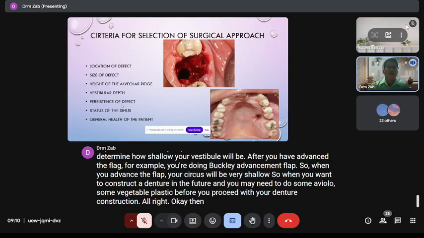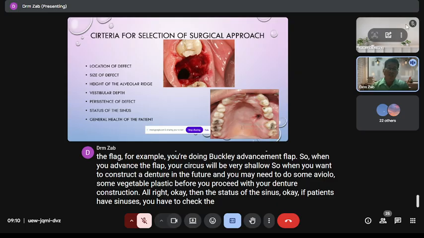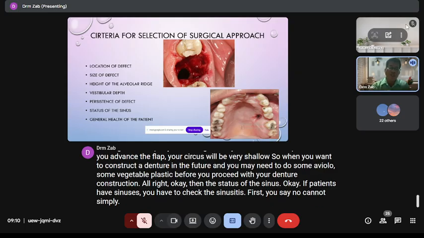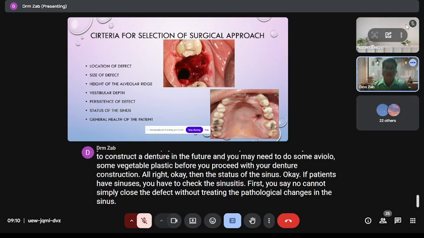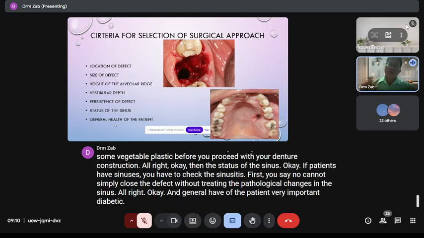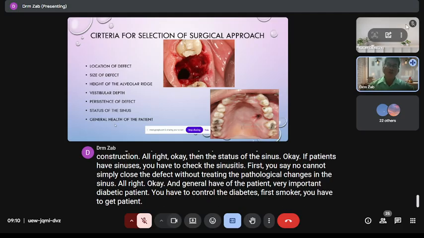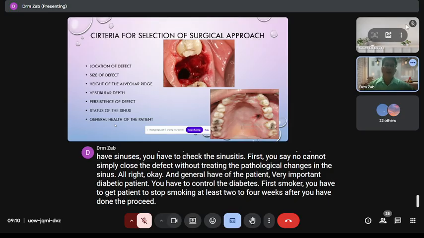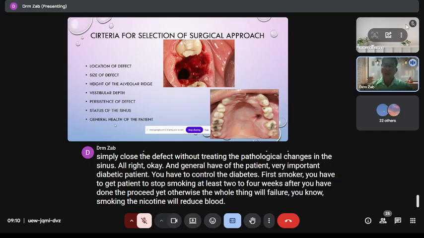All right. Okay, then the status of the sinus. Okay, if the patient has sinusitis, you have to treat the sinusitis first. You cannot simply close the defect without treating the pathological changes in the sinus. All right. Okay, and the general health of this patient is very important. Diabetic patient, you have to control the diabetes first. Smoker, you have to get the patient to stop smoking for at least 2 to 4 weeks after you have done the procedure. Otherwise, the whole thing will fail. Smoking, the nicotine will reduce blood supply to the surrounding area.